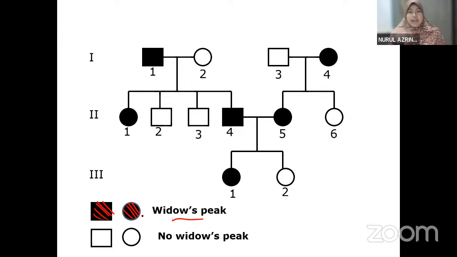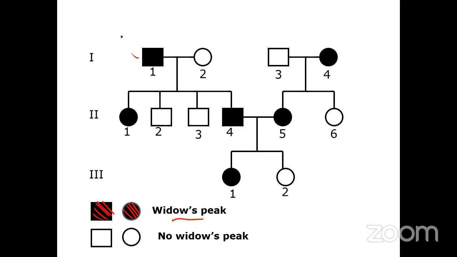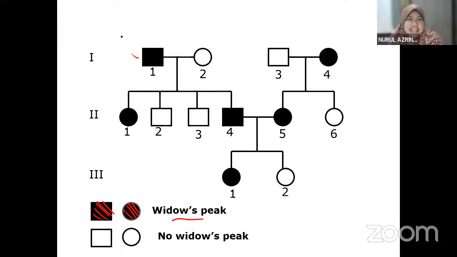Okay. Now, if you have this kind of question, contoh, orang satu-satu. Maknanya orang ni. Apa genotype dia? He or she, this one. He or she? He. Male. He, okay. So this he suffers from widow's peak. Bukan suffered lah, widow's peak tu bukannya penyakit kan. Cantik kot ada hairline tu. Okay, dia ada widow's peak. So what is his genotype?